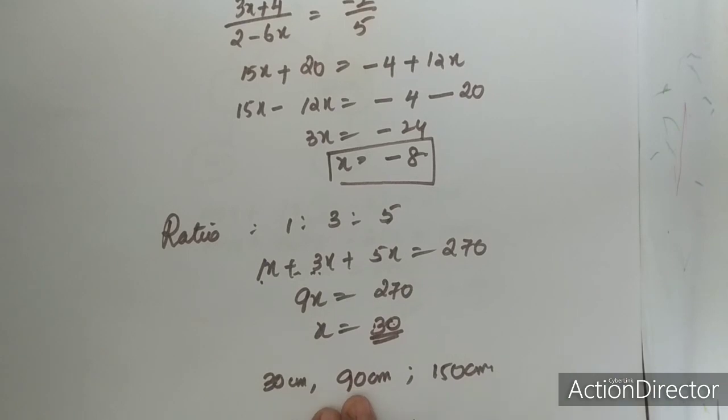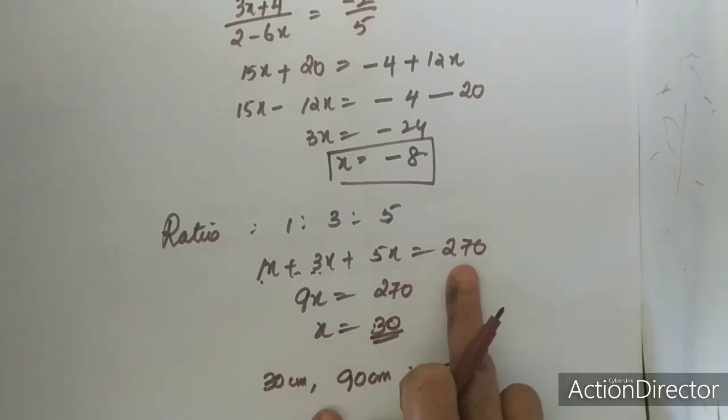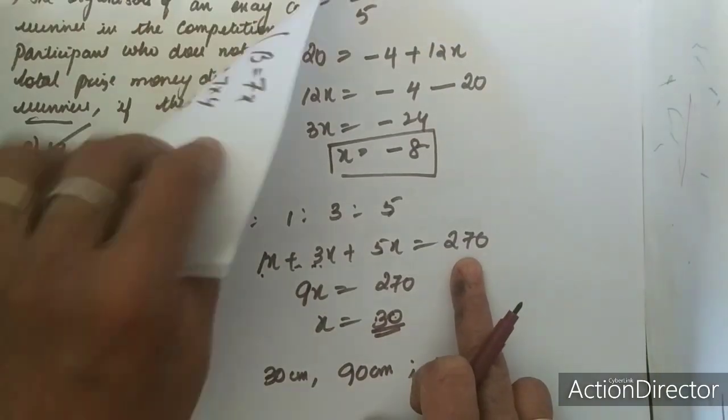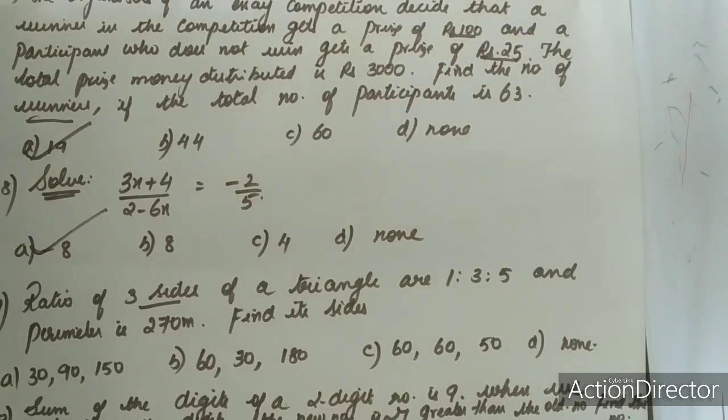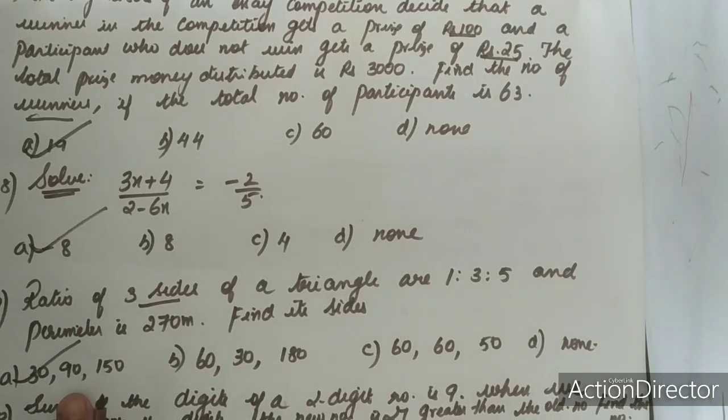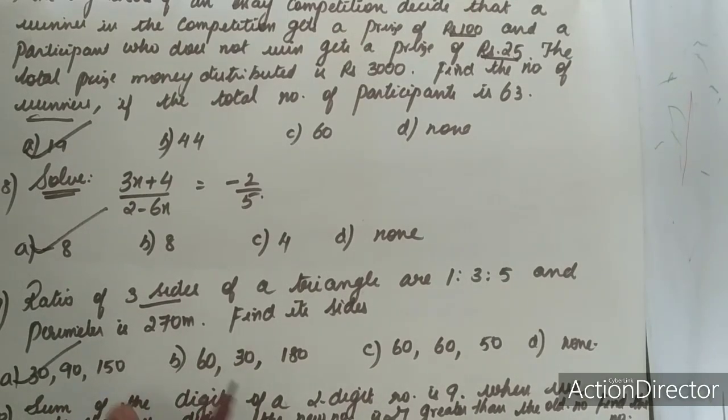150 plus 90 is 240. 240 plus 30 is 270. So the perimeter I am getting is 270. So let us check whether you have this answer. So it is there: 30, 90 and 150.